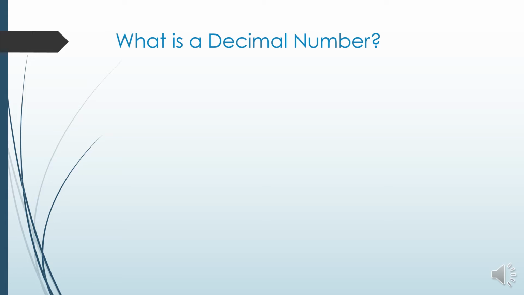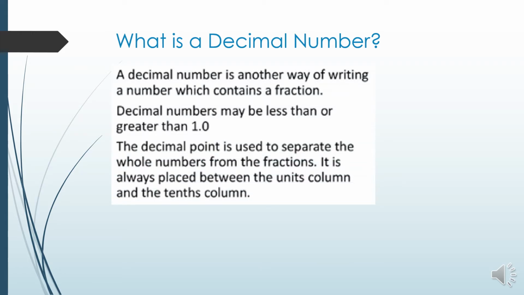What is a decimal number? A decimal number is another way of writing a number which contains a fraction. Decimal numbers may be less than or greater than 1.0. The decimal point is used to separate the whole numbers from the fractions. It's always placed between the units column and the tens column.